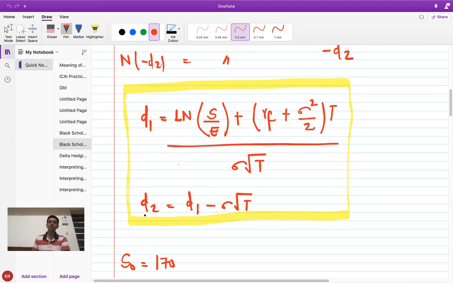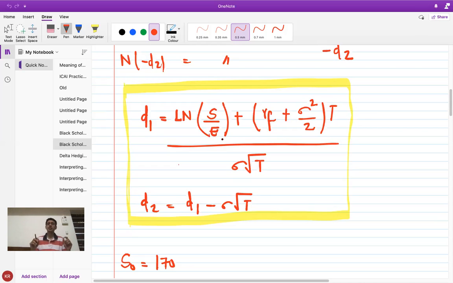Okay, D2 has an alternate formula also. I will show the alternate formula on PPT. The only change is it's going to be exactly the same as D1, except this plus will become minus. Okay, that is an alternate formula of D2, which we will not be using anywhere.